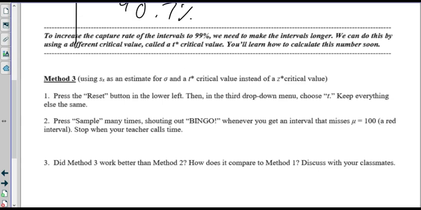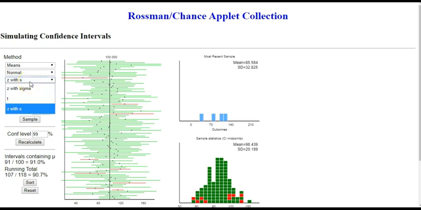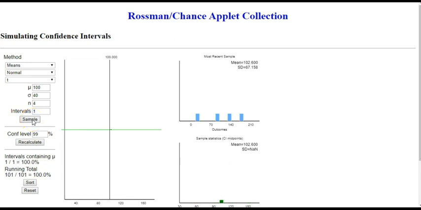longer. So we're going to do this by using a different critical value called a T critical value. Not Z-score, but a T critical value. We're going to learn how to calculate it later. Right now, we're just going to learn how to use it. So I'm going to start to do one more time and see what happens.